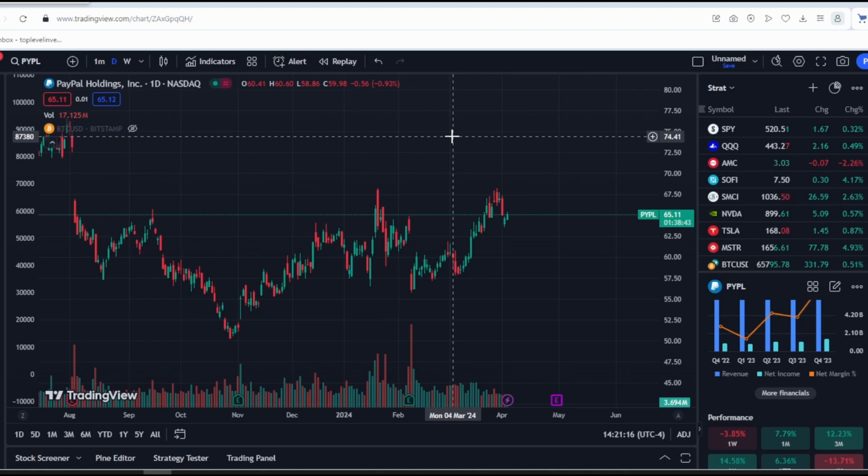Let's go back to PayPal stocks. Again, soon we will need to look at the report from this company, see what they announce, their profits and business growth indicators, all of which will need to be taken into account.